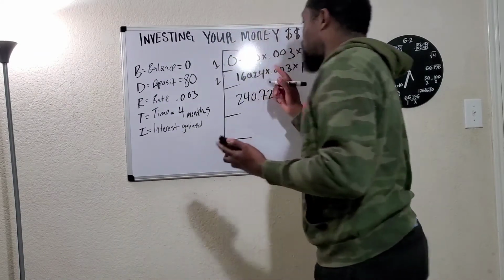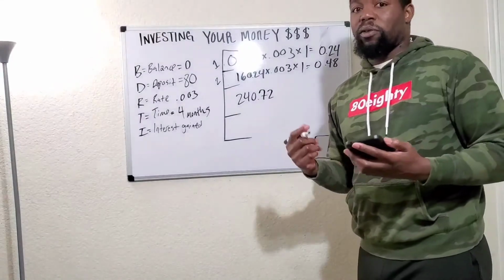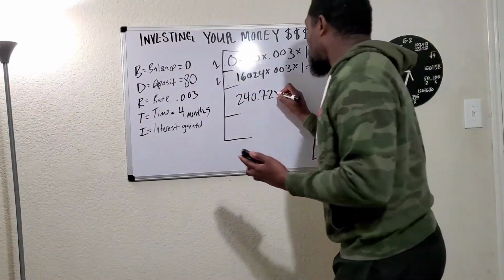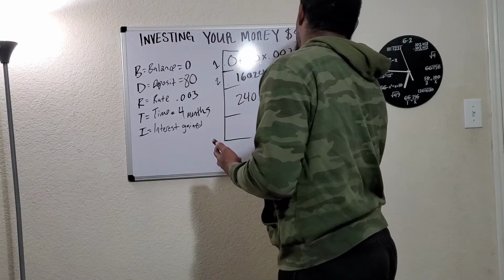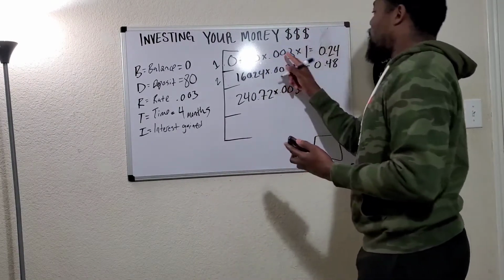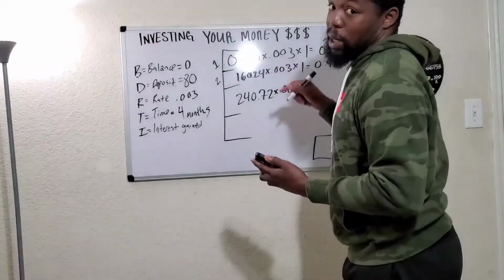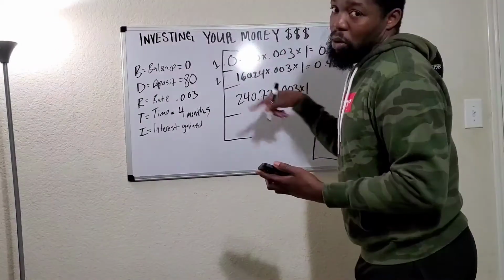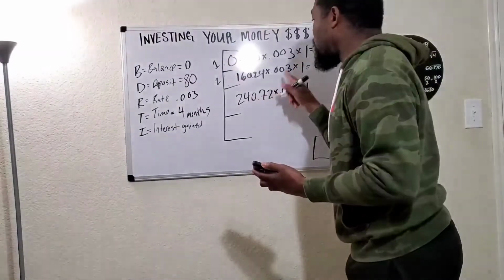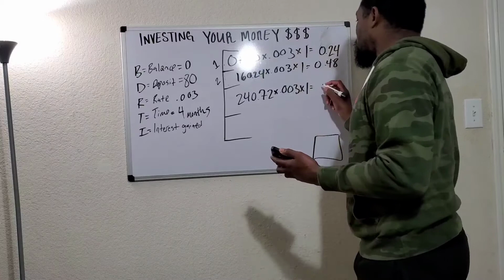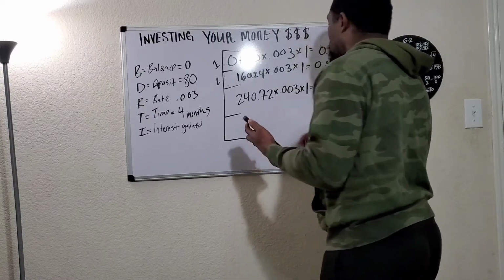$240.72. What are we going to do next? Pause it if you want to write it out and go ahead and try to beat me to it. We're going to multiply it by, remember that number is going to stay the same, so is that number. Please remember how we got that number, though. If you don't, go ahead and go back and see, oh, that's why he keeps using that number. So go ahead and multiply these numbers up.